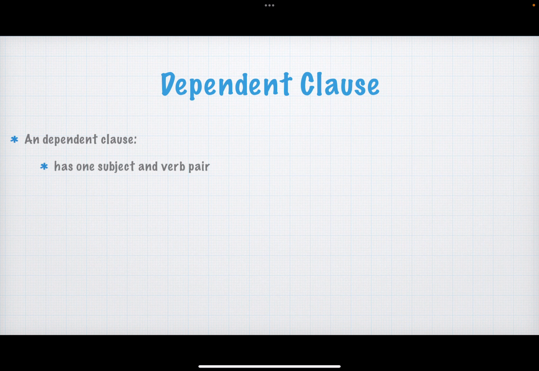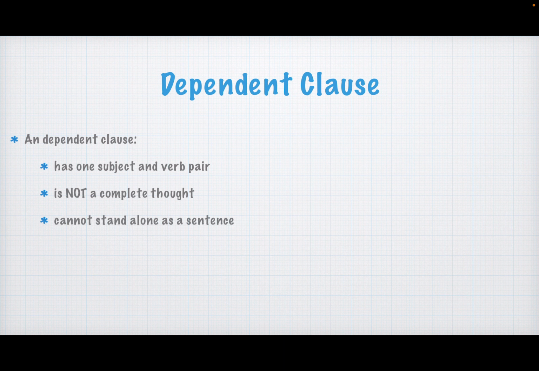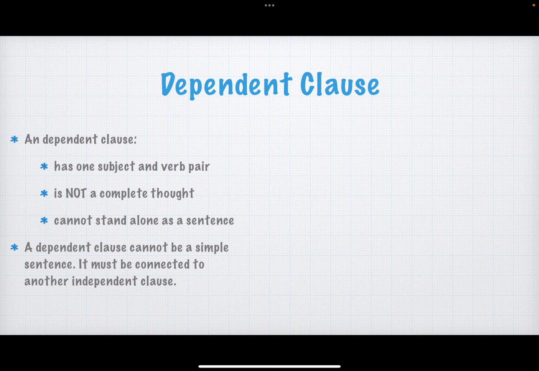A dependent clause, on the other hand, is a little bit different. Like an independent clause, it also has one subject and verb pair. All clauses must have a subject and a verb pair. However, it's not a complete thought, and it cannot stand alone as a sentence. A dependent clause can't be a simple sentence. In order to make it a complete sentence, you must connect it to another independent clause, and this is what we call a complex sentence.